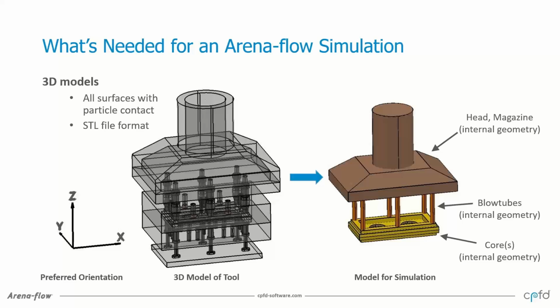So on this slide, we need a model, right? So what's of interest to us? Any surface that has contact with air and sand. So we want the internal geometry, like the core itself, internal blow tubes, and something that either represents a blowhead magazine, if we do a full box, or a plenum that we can use for an indefinite sand supply when validating an initial single cavity layout.